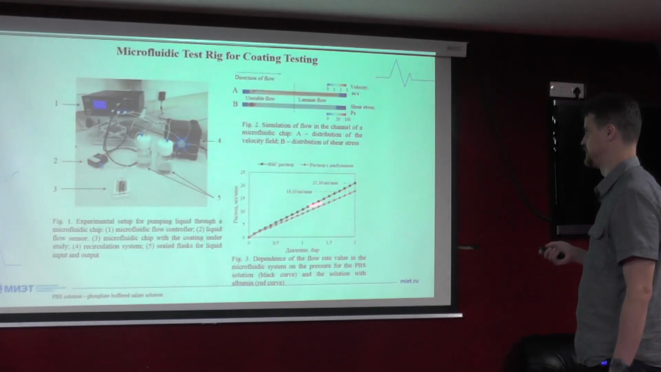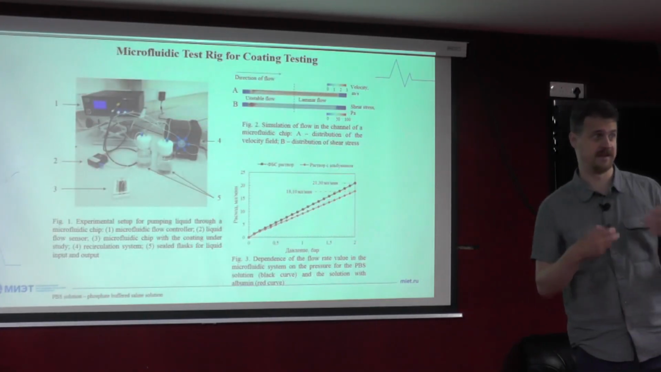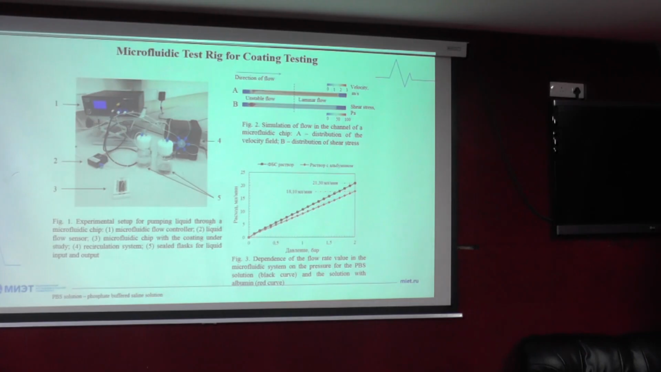For that reason, we used a phosphate buffer solution that provided an accurate value of the blood pH, which is about 7.3 in that case, and we had a concentration of albumin that varied somewhere between 20 to 40 grams per liter. Basically, it's the range that can be observed in human blood.